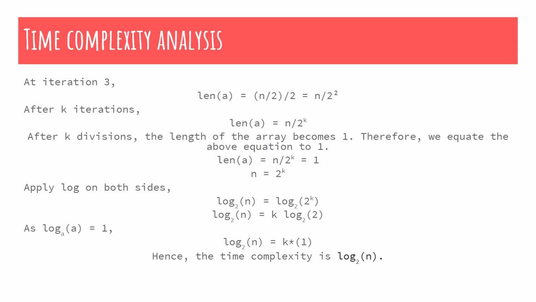Applying log on both sides of our previous equation, we get log of n is equal to log of 2 to the power of k. Since log of a to the power b can be simplified as b log of a, we have reduced that to k log of 2. Further, log to the base a of a is 1. Therefore, here we can reduce log base 2 of 2 to 1. Therefore, the time complexity is log of n.